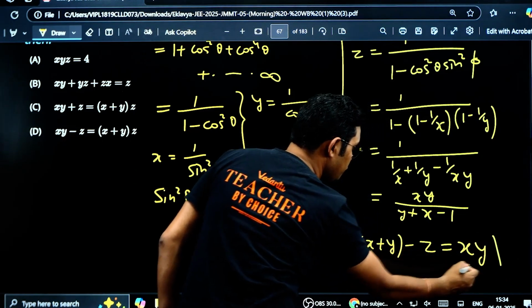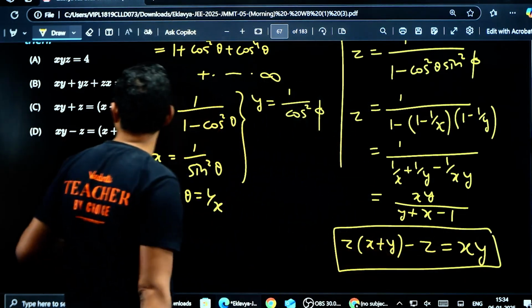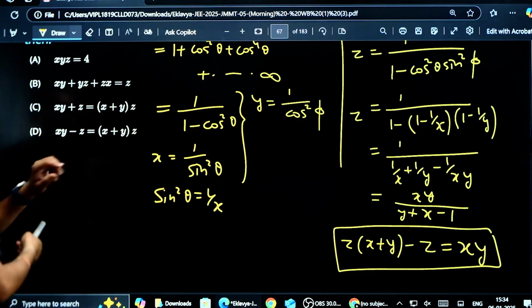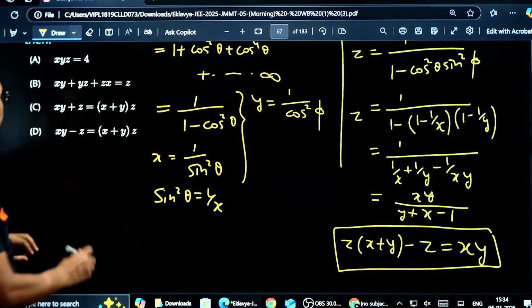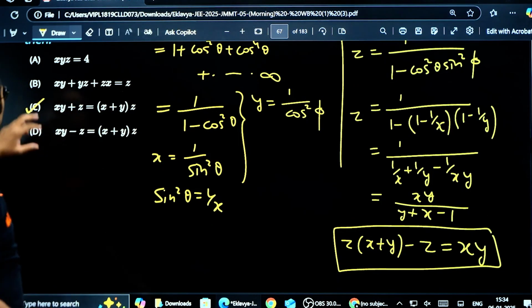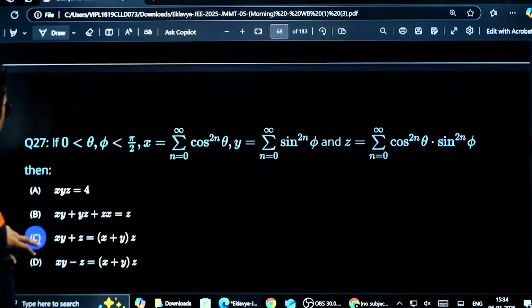Now we can see which option is matching for this thing. So z into x plus y equal to z plus xy. So I think C should be the answer of this question. Yeah.